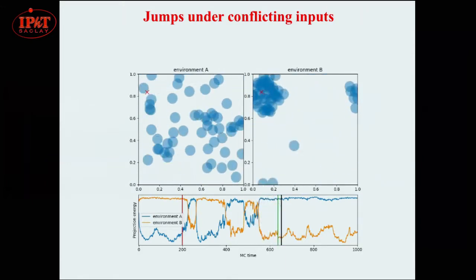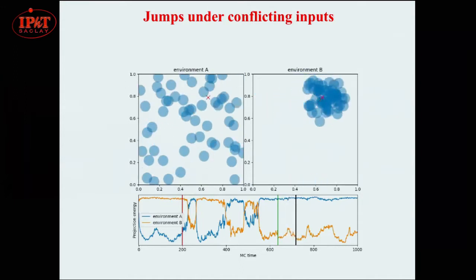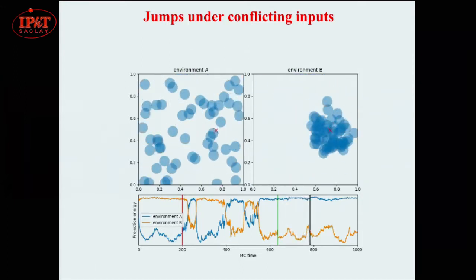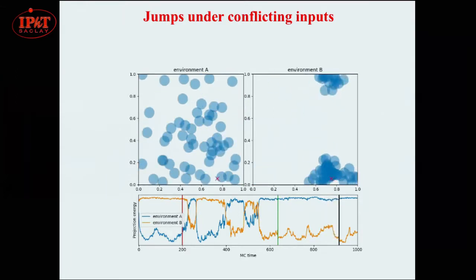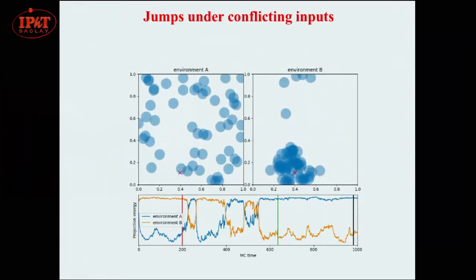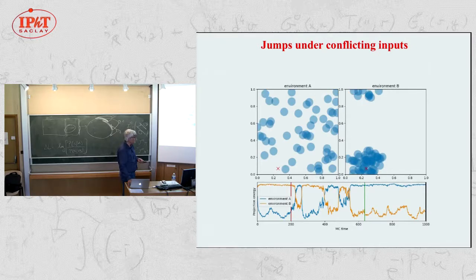So why can it stabilize? I mean, in principle, the conflict is there. The path integration is still integrating from the past environment. So that's an interesting question, which is related to what people call path integration resetting.